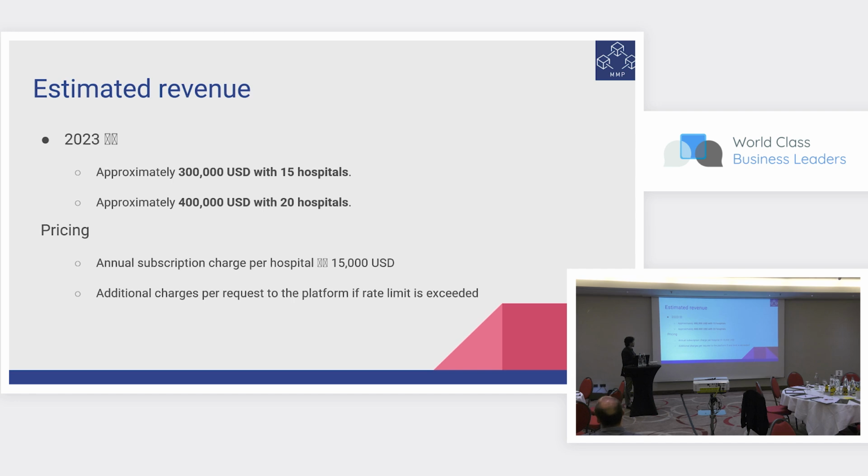So our estimated revenue is approximately 300,000 USD with 15 hospitals in 2023. And based on how many hospitals we can onboard, it can go up to 400,000 USD. We offer a SaaS offering, and we charge an annual subscription to these hospitals. And as per the SaaS offering, if the rate limit is exceeded, we charge per request.